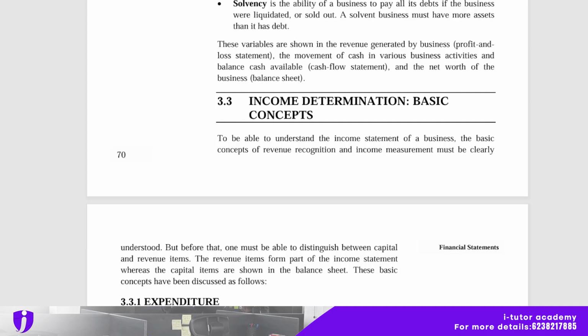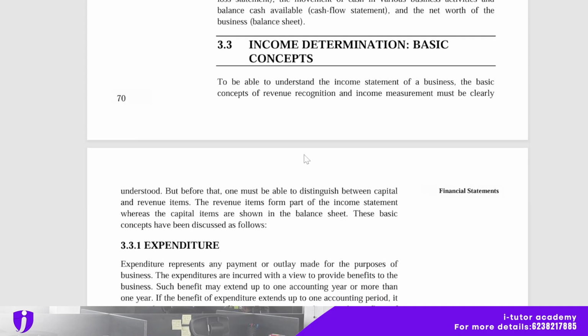These variables are shown in the revenue generated by business, profit and loss statement; the movement of cash in various business activities and balance cash available, cash flow statement; and the net worth of a business, that is balance sheet. Income determination, that is basic concept.